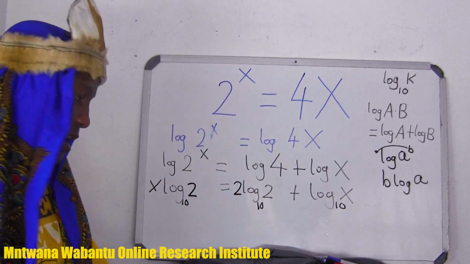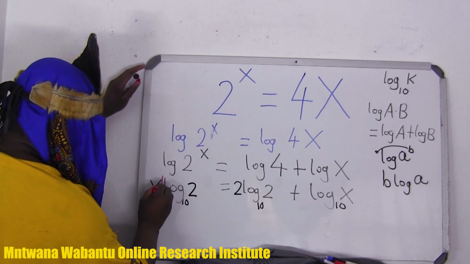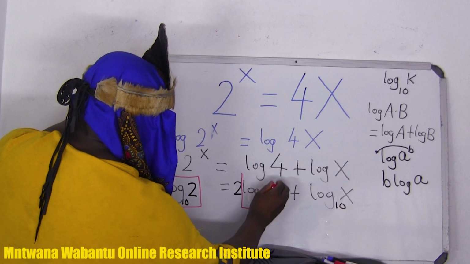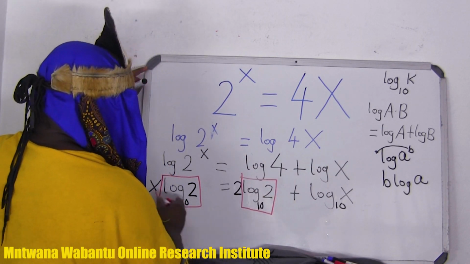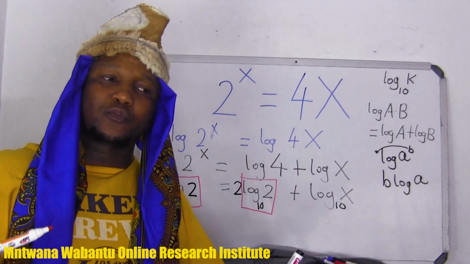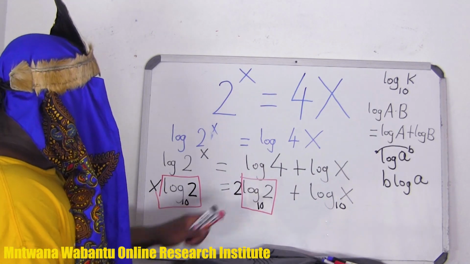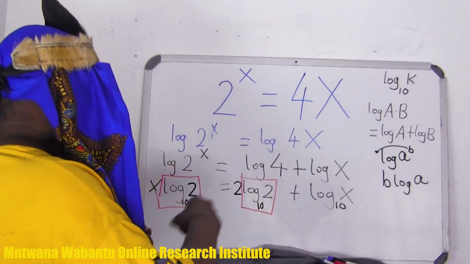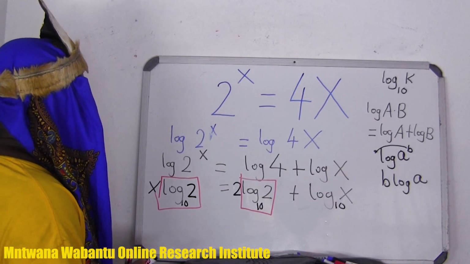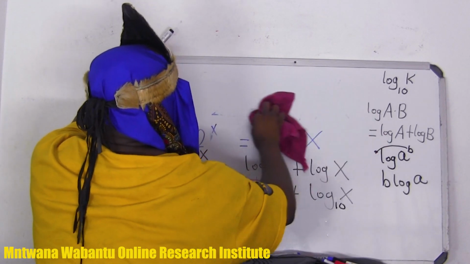If I look carefully, this is log 2 under base 10, and this is log 2 under base 10, and this is log x. We know in math it's good to put like terms on one side, just basic algebra. So I'm going to take this one to the left. If I take it to the left, I hope you can see, let me just erase it, because I know 2 to the power x equals 4x.